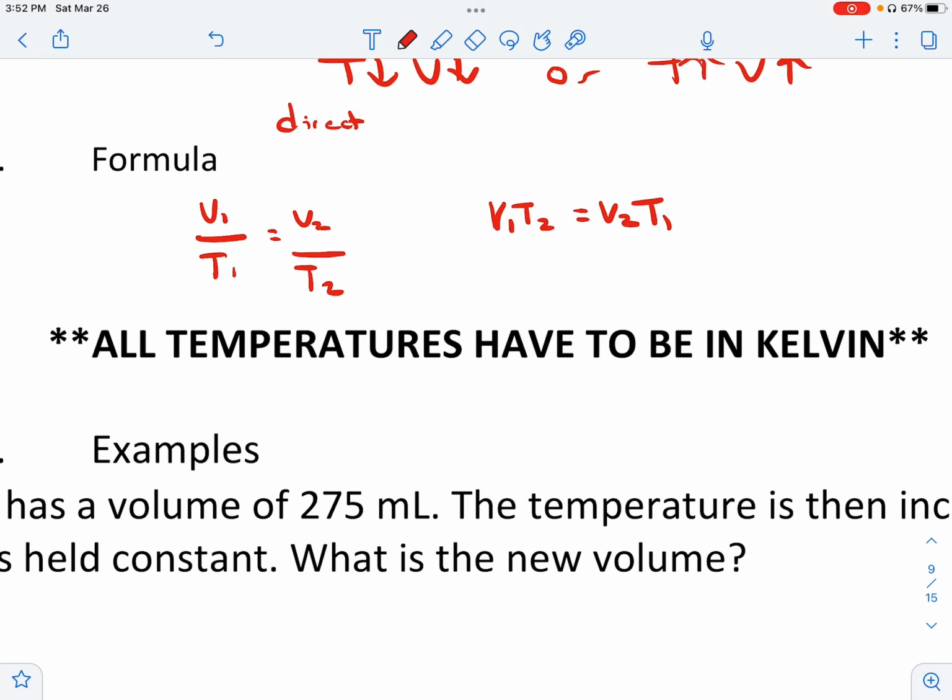And so I don't have to spend so much time trying to figure out what to do if I'm trying to solve for a temperature. But the big key here, we have a big one: all our temperatures have to be in Kelvin. The reason for that is because Kelvin has no negatives. So when we have no negatives, we can't have negative volumes or later negative pressures. We don't want that.